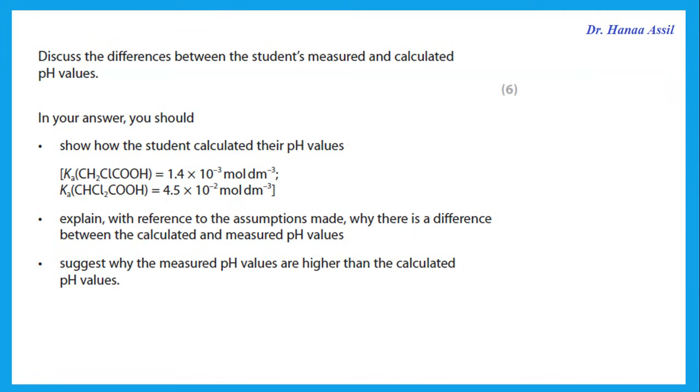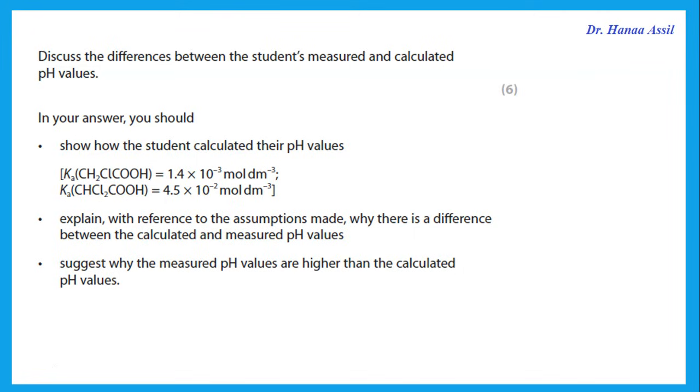given the Ka. Remember that an acid that has 2 chlorines is more acidic than an acid that has 1 chlorine. So the one that has 2 chlorines has a higher Ka. It is more acidic because chlorines or halogens are electron withdrawing. The more electron withdrawing atoms in the acid, the more acidic it is.